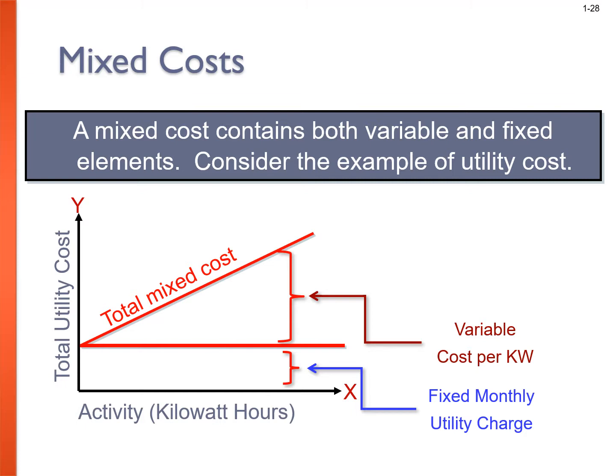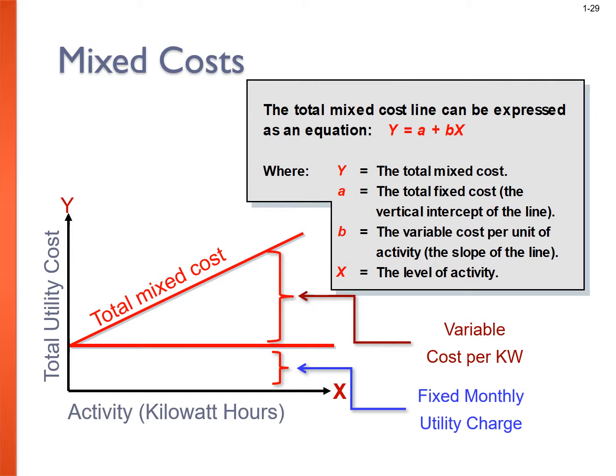In this case, you have to pay $100 a month. On top of that, you pay for your usage. So the more you use your electricity, the higher the cost will be. That's what we're talking about here. So some of it's fixed, some of it's variable.